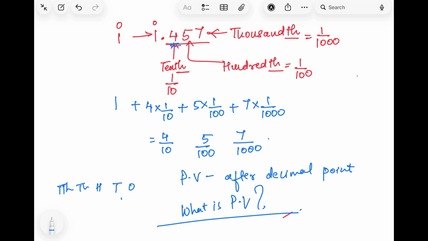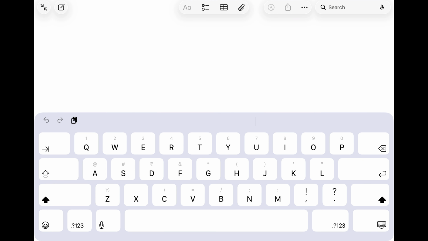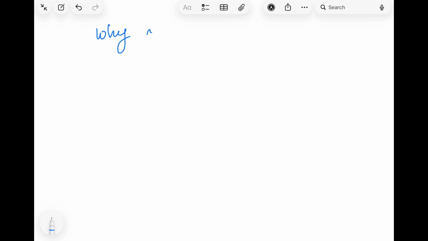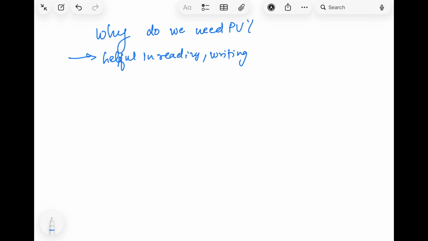We are studying place value, but if we are studying something, we also need to know why. Why do we need place value? Where is it required? Why is it so necessary to study place value? The first point: it is helpful in reading the number or writing the number, also ordering the numbers in a line, also in comparing.